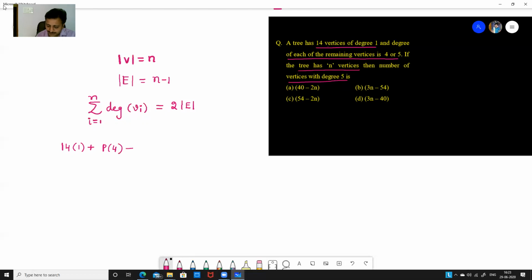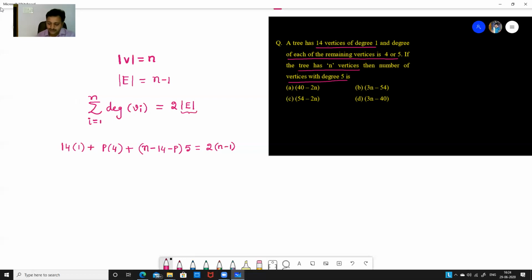The remaining how many vertices we have? Total we have n vertices. Out of that we have 14 vertices already over. Remaining p vertices also over. Therefore, the remaining vertices are n minus p minus 14. These vertices are having degree 5. This is the sum of degrees of all vertices, which equals 2 times the number of edges. But how many edges did they provide? N minus 1. Therefore, 2 into n minus 1.